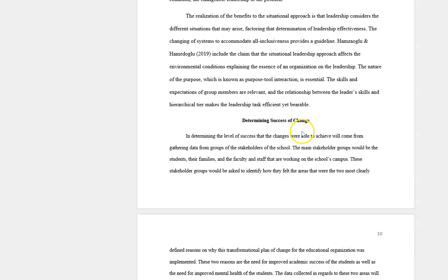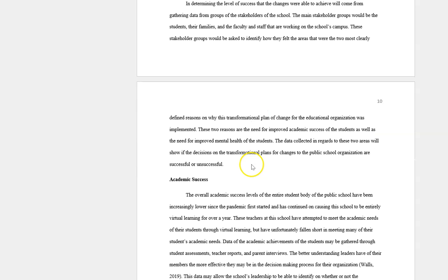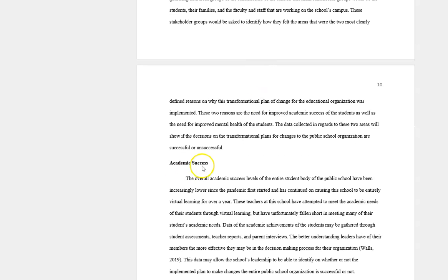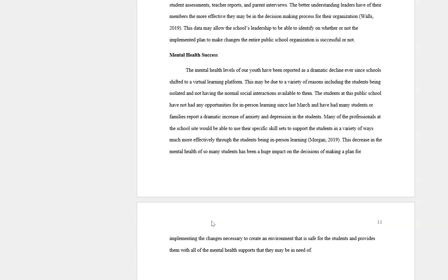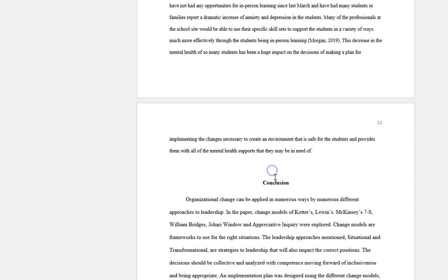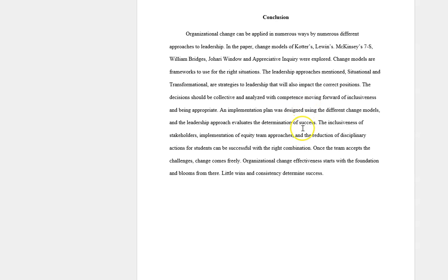Again, determining success of change, that's another one of the headings that we're looking for, and so it's bold and centered. And then she talks about how she unpacks the change. And so academic success, mental health success. So she's kind of tying all of these things back into what this was all about. Here's another error. There shouldn't be any extra spaces between paragraphs and headings. Then she just kind of summarizes key ideas from the paper.